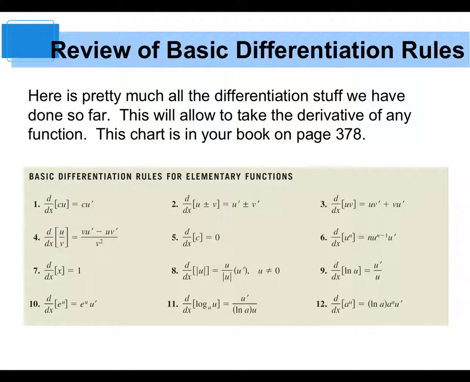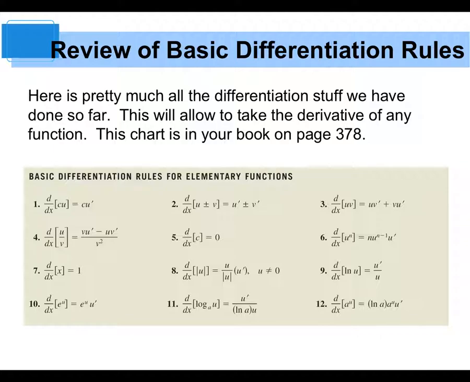What's another name for number 3? Product rule. How about number 4? Quotient rule. What did we call number 6? Power rule. It's got a little chain rule wrapped up in there, but it's still just the power rule.